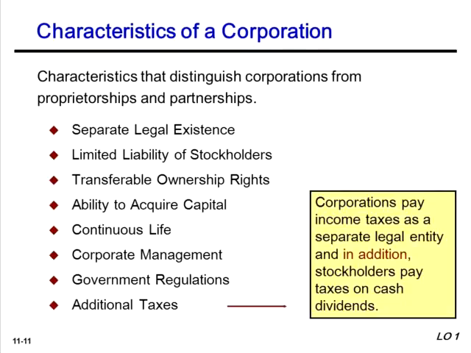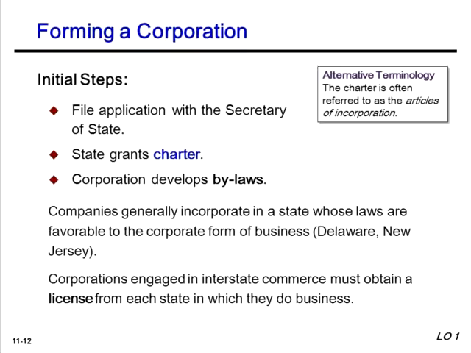Corporations pay income taxes as a separate legal entity, and in addition, stockholders pay taxes on cash dividends. So what this is saying is that the corporation pays dividends on after-tax earnings. So they pay income taxes on the dividends they're going to distribute. The recipients of the dividends, the shareholders, must also pay taxes on those dividends, so that the government is able to double dip on the taxation of those dividends.